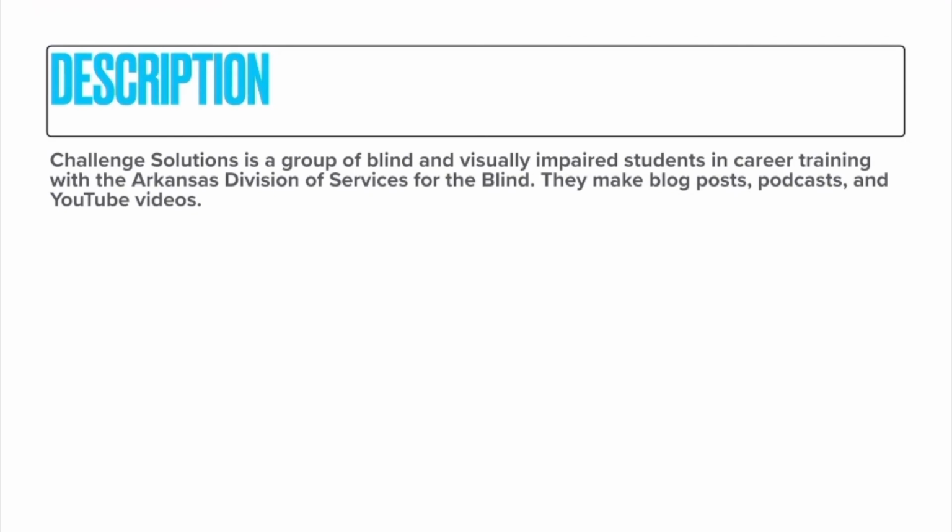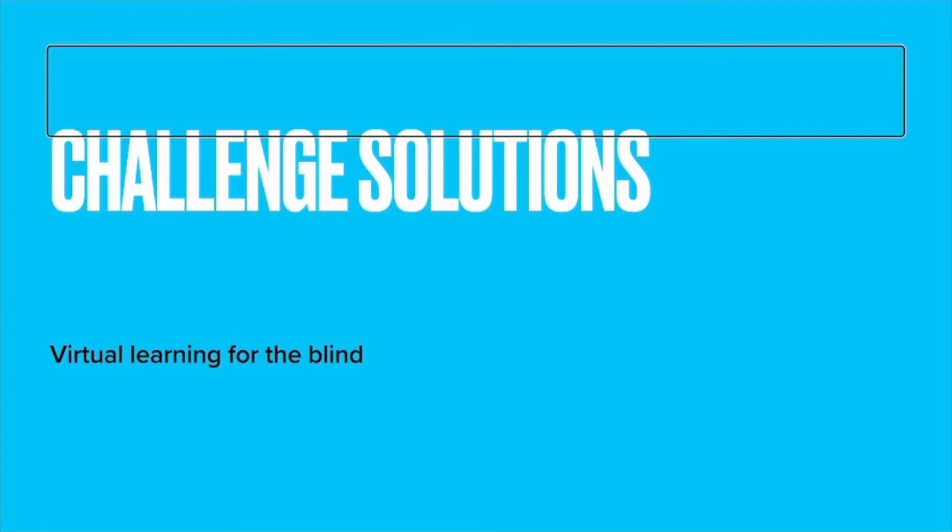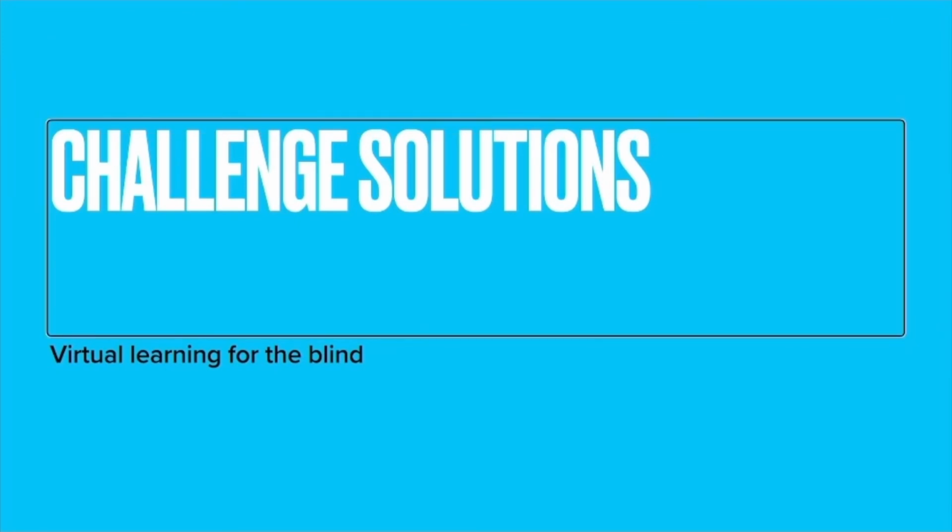So we're going to hit the left arrow on our keyboard. Slide 2. Technology. And we'll do it again. Slide 1. Challenge solutions. Title. Text box. Challenge solutions. So if you have a Bluetooth keyboard, you can swipe through your slides by using the arrow keys. You can also double tap the screen to move forward in your slideshow.